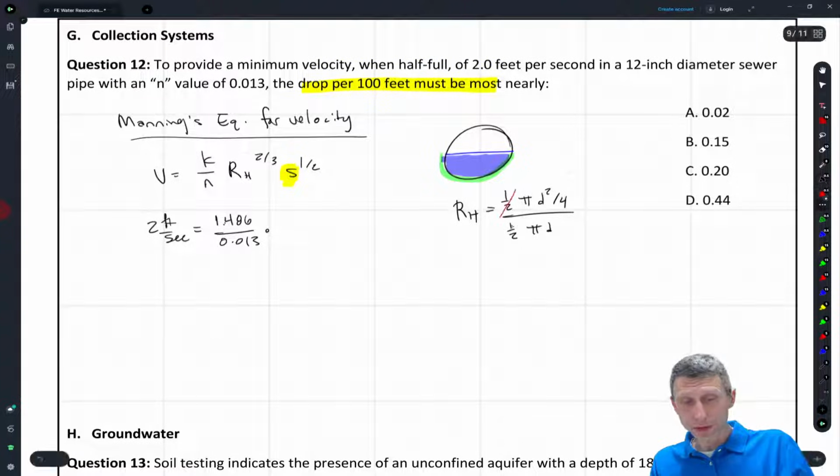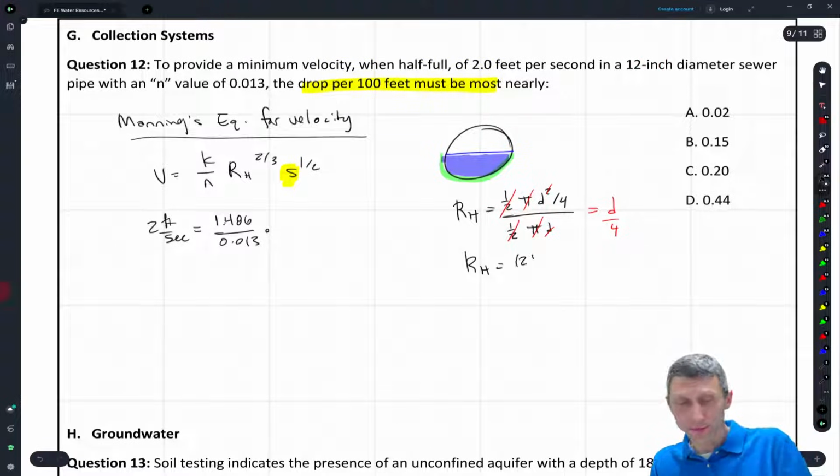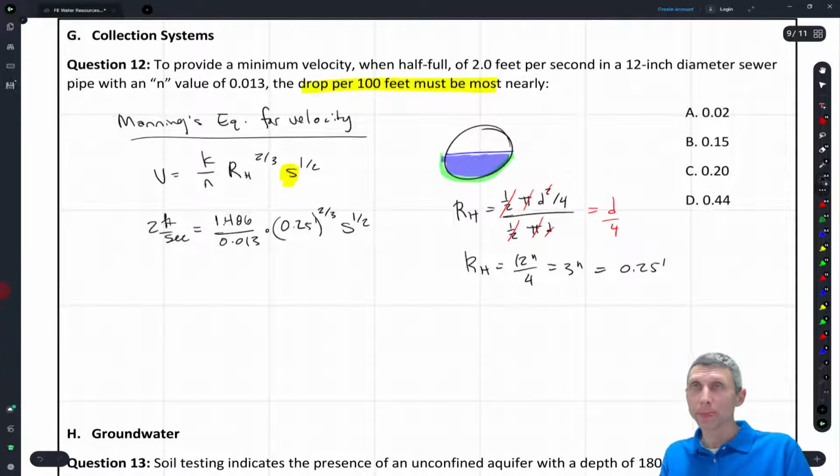So we get a bunch of things that cross out. The 1/2 crosses out, the pi's cross out, one of the d's cross out, and we just end up with essentially d over 4. So in our case, the hydraulic radius equals what? We have a 12-inch diameter pipe, and 12 inches divided by 4 equals 3 inches, which is going to equal 1/4 of a foot. Okay, so then I'm going to come back in here to my hydraulic radius, 1/4 of a foot to the 2/3, and we get s to the 1/2.